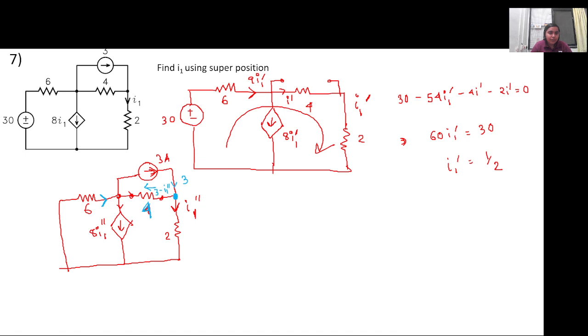For that, you will apply KCL at this particular node, right? So what is the current flowing through this 6 ohm resistance? Can you please tell me? 7 double dash minus 3. Please take note of the directions. I think you're missing something. Just think like this: this branch is there, this branch, this branch, and this branch. 4 branches are there.